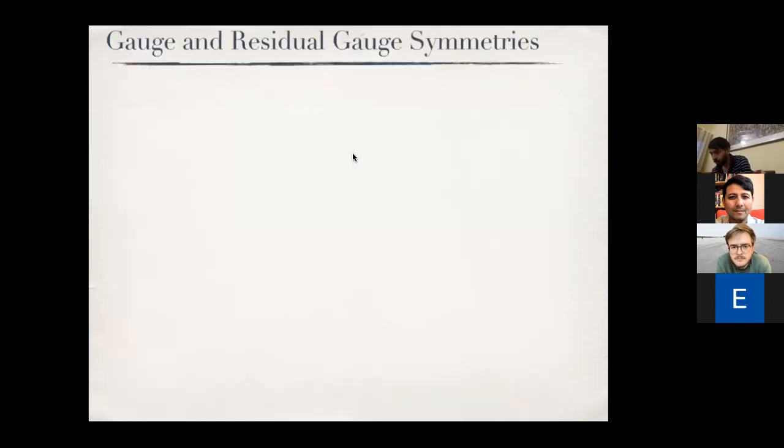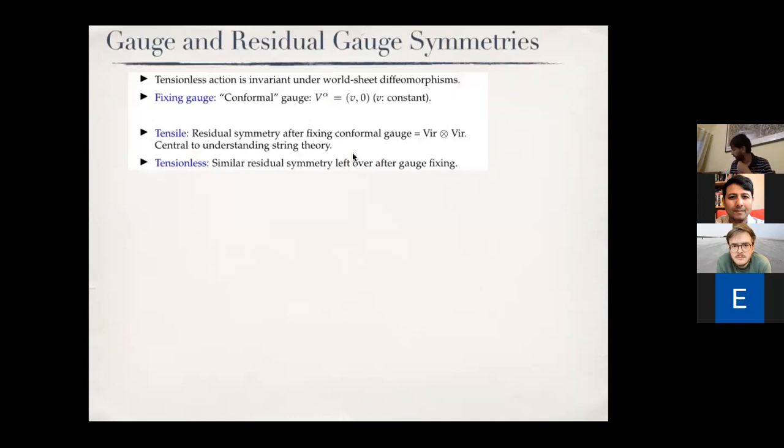Okay, so let's start off slow. What we will see is that the tensionless action is again invariant under worldsheet diffeomorphisms. So we can fix a gauge which is equivalent to the conformal gauge here. What happens in usual string theory is that after you fix the gauge, there is still some residual symmetry left over. That is Virasoro plus Virasoro, and this is central to understanding string theory. We will see that a similar thing is happening here as well.